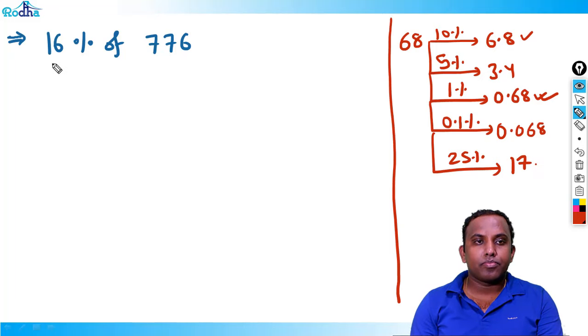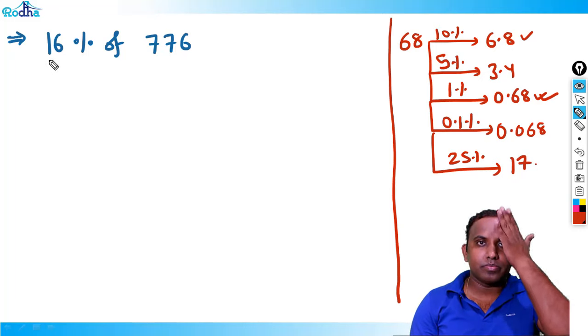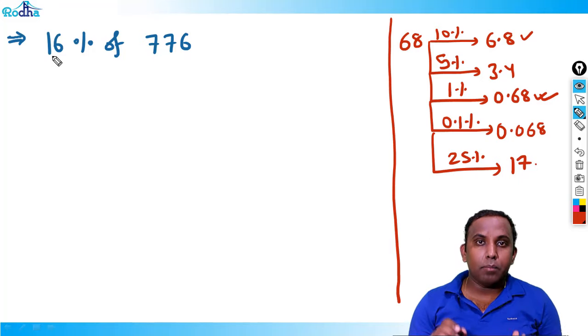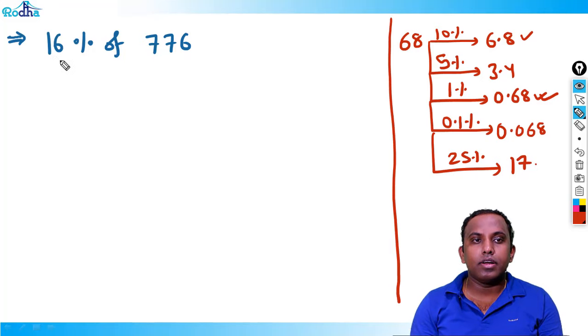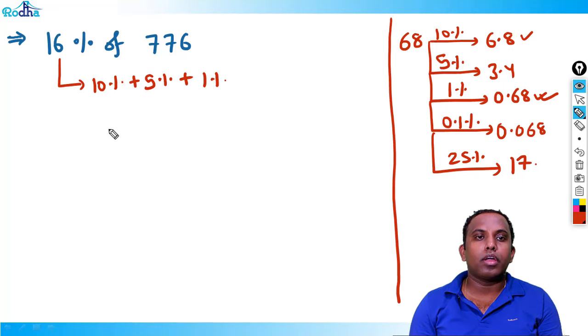So what we'll do now is break this 16% into 10% plus 5% plus 1%. What is 10% of 776? It is 77.6. What is 5% of 776? Half of 10%, so now half of 77.6.